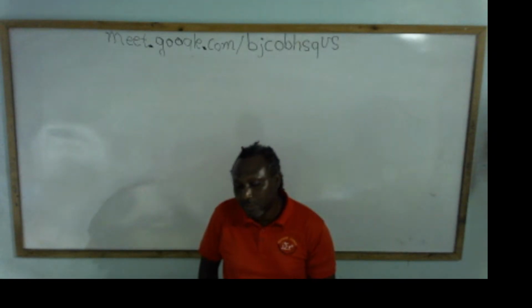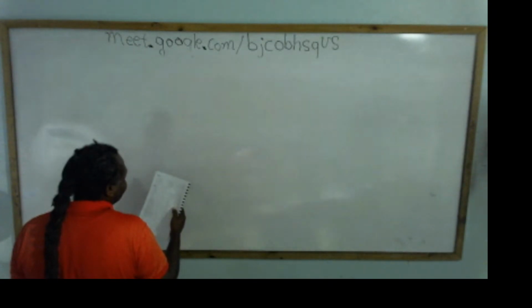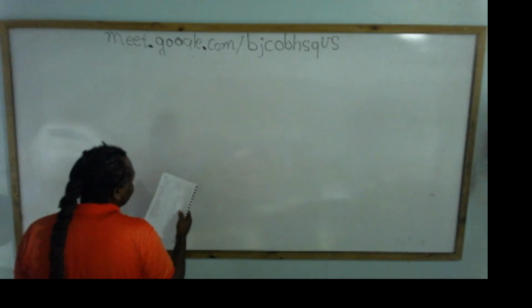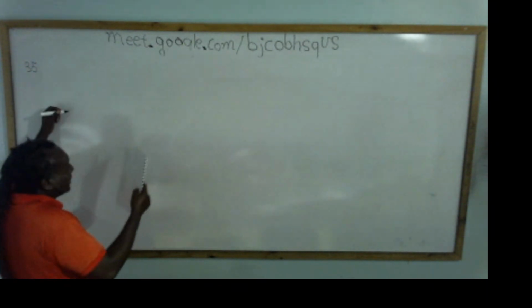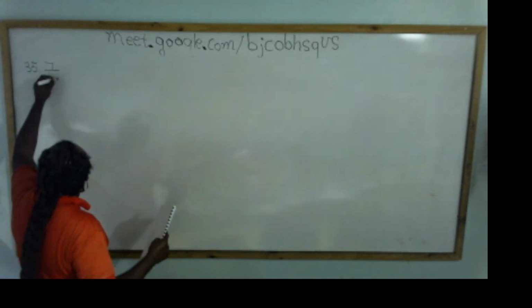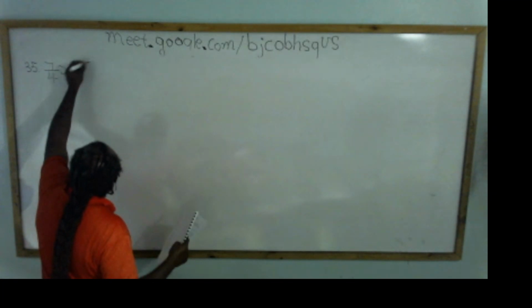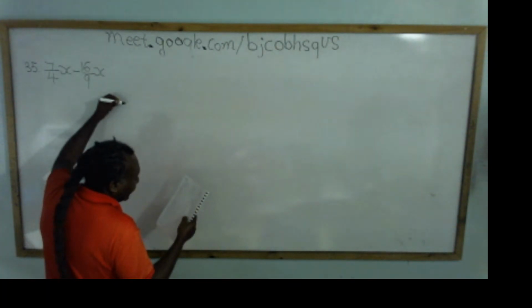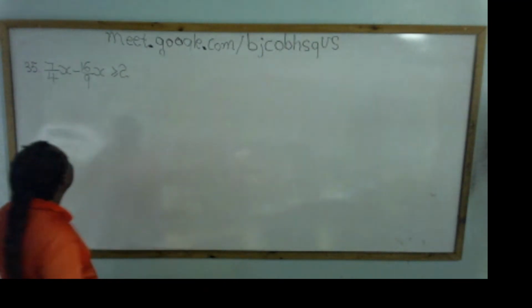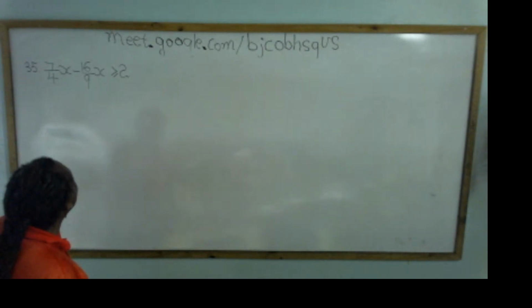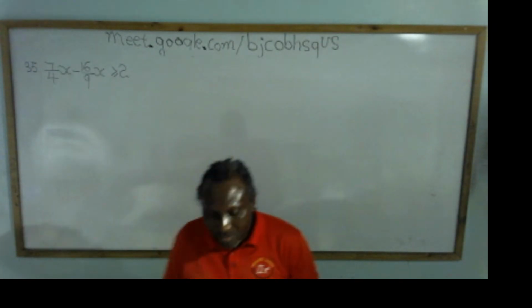Okay, so let's continue. Number 35. What do we say about number 35? 7 over 4x minus 16 over 9x is greater than or equal to 2. Once bitten, twice shy. So let's go. What do we say about that? We need to multiply by what? What do we need to multiply by?